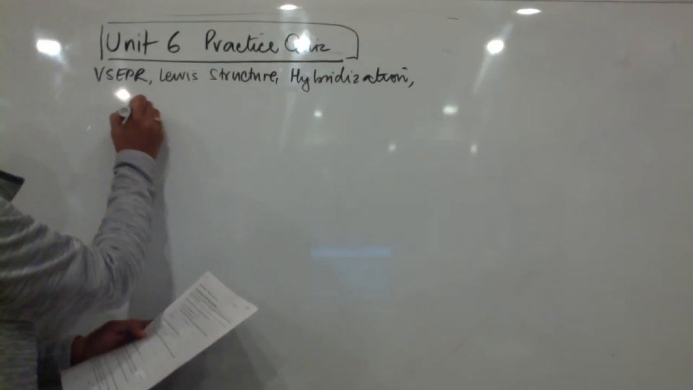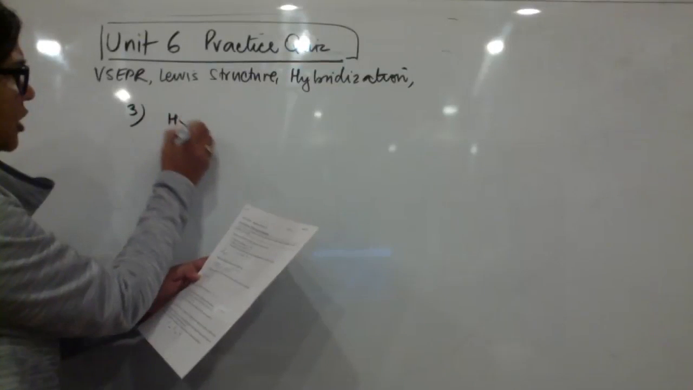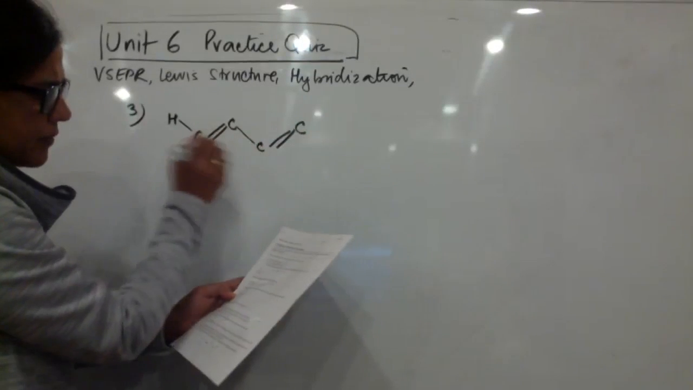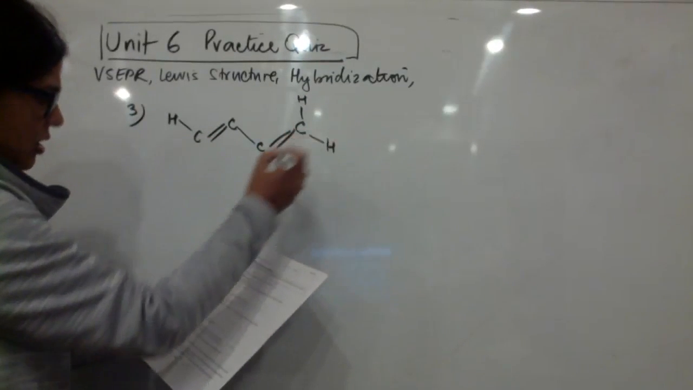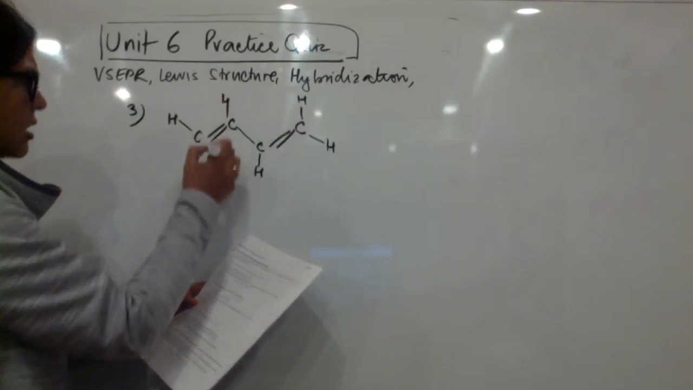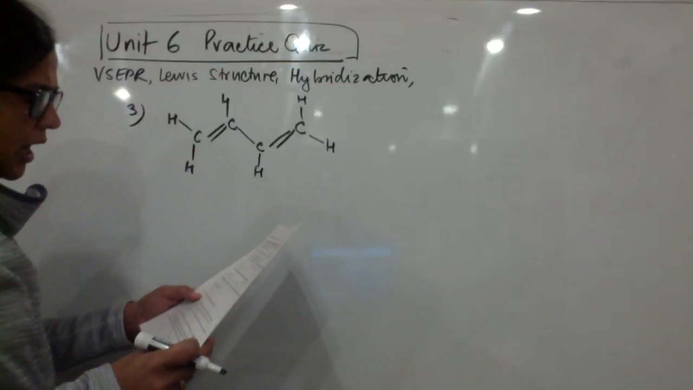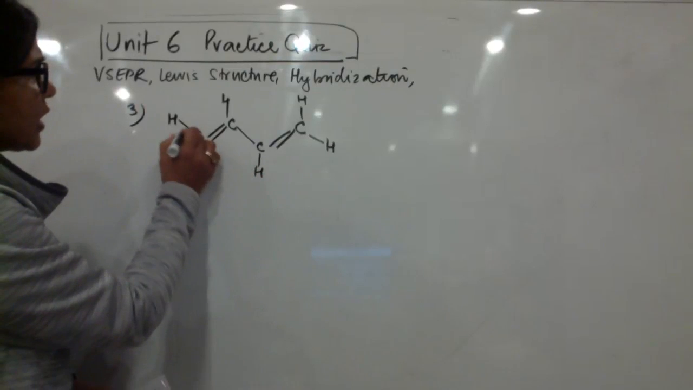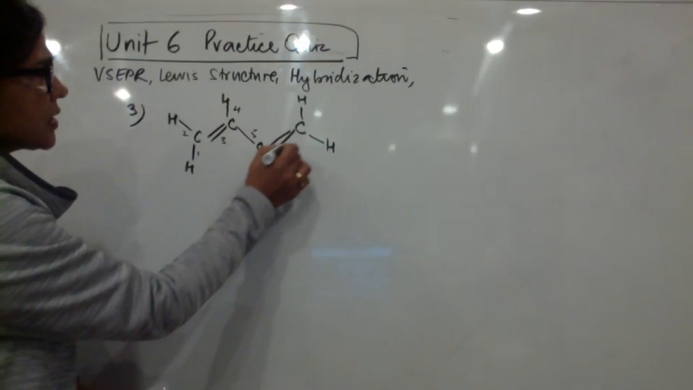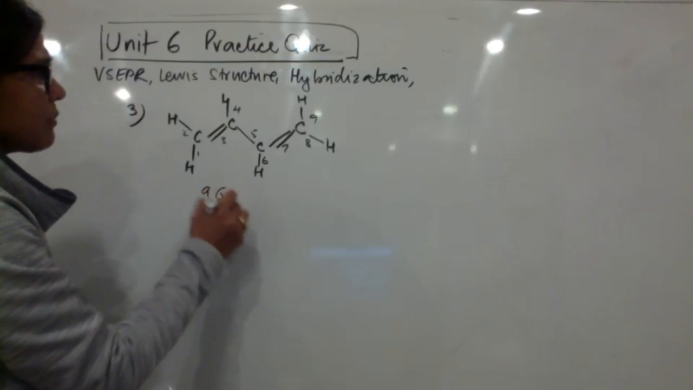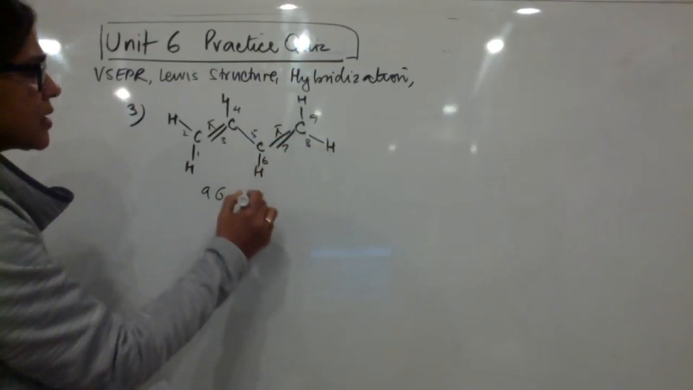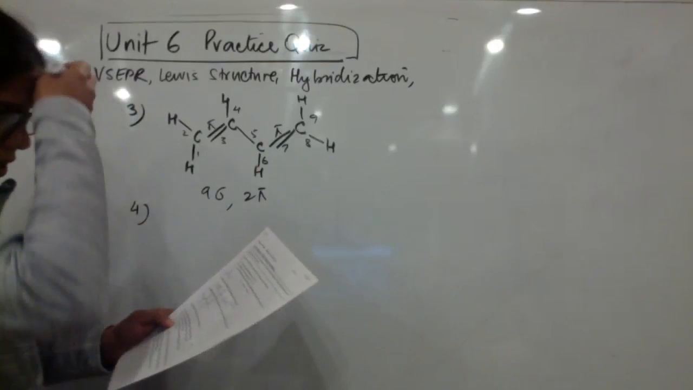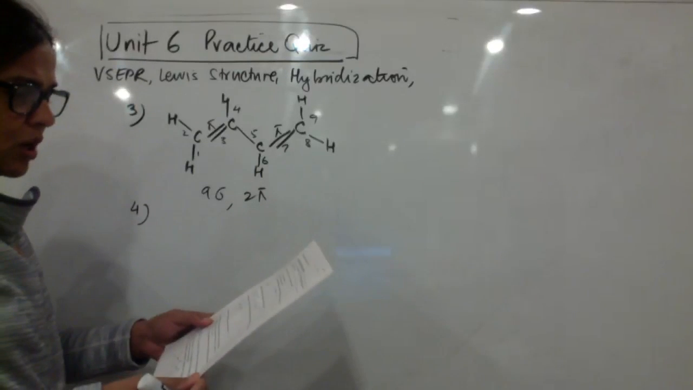Question number 3 says butadiene, and they have made the structure HC double bond C, single bond C, double bond C, H, and an H here, an H here, an H here, and an H there. How many sigma and pi bonds are there? Every single bond is sigma. So 1, 2, 3, 4, 5, 6, 7, 8, 9. So there are 9 sigma bonds, and this one is a pi, and this one is a pi, so 2 pi bonds in here.